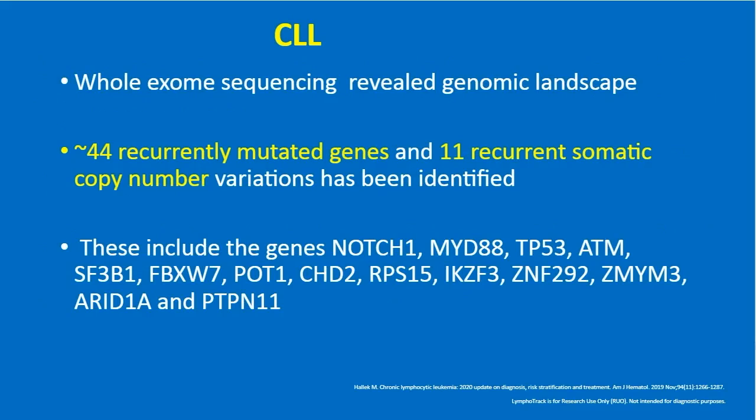And obviously, whole exome sequencing data from a lot of CLL patients reveal a large number of recurrent mutations. Mutations have been characterized in almost 44 genes, along with 11 recurrent somatic copy number changes. Some of the major genes involved with these mutations are shown here, especially NOTCH1, TP53, ATM, SF3B1. They all play a very important role for prognostication, also for treatment decisions.